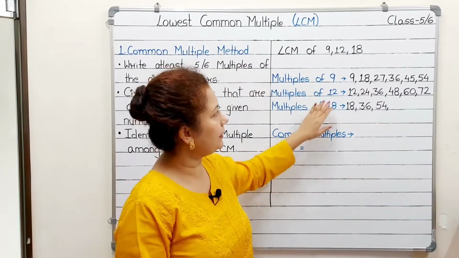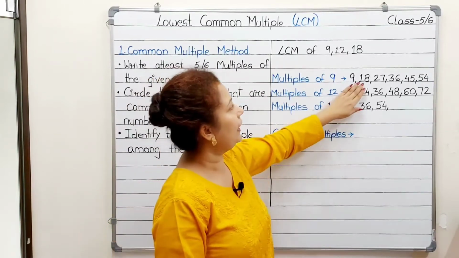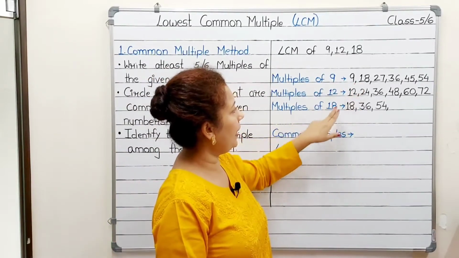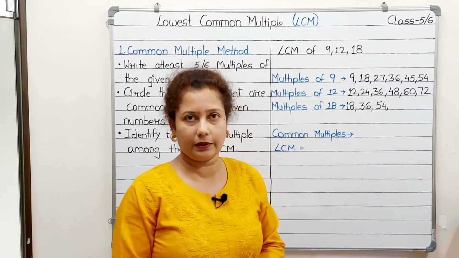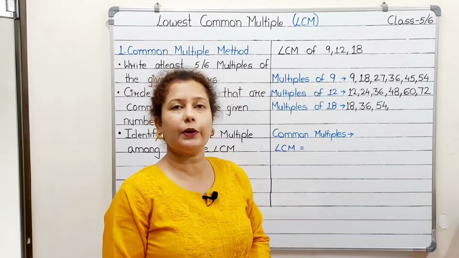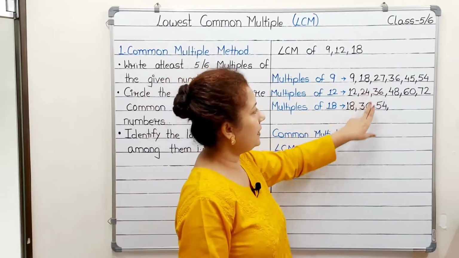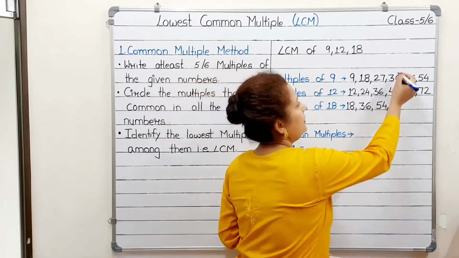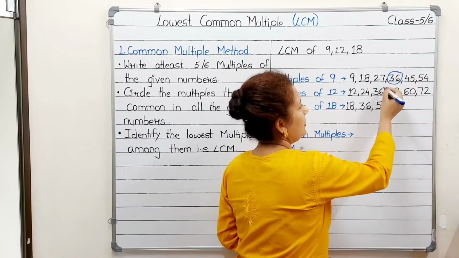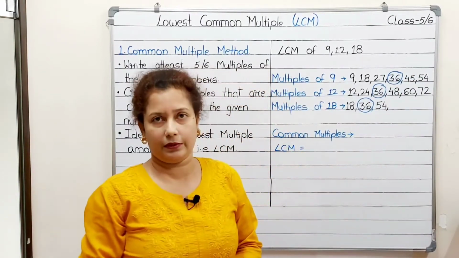9 is not common in any of the other numbers. 18 is common for 9 and 18, but it is not common for all three numbers. A common multiple should be common for all the given numbers. So 27 again is not common in all three numbers. Next is 36. 36 is a common multiple of all three numbers.